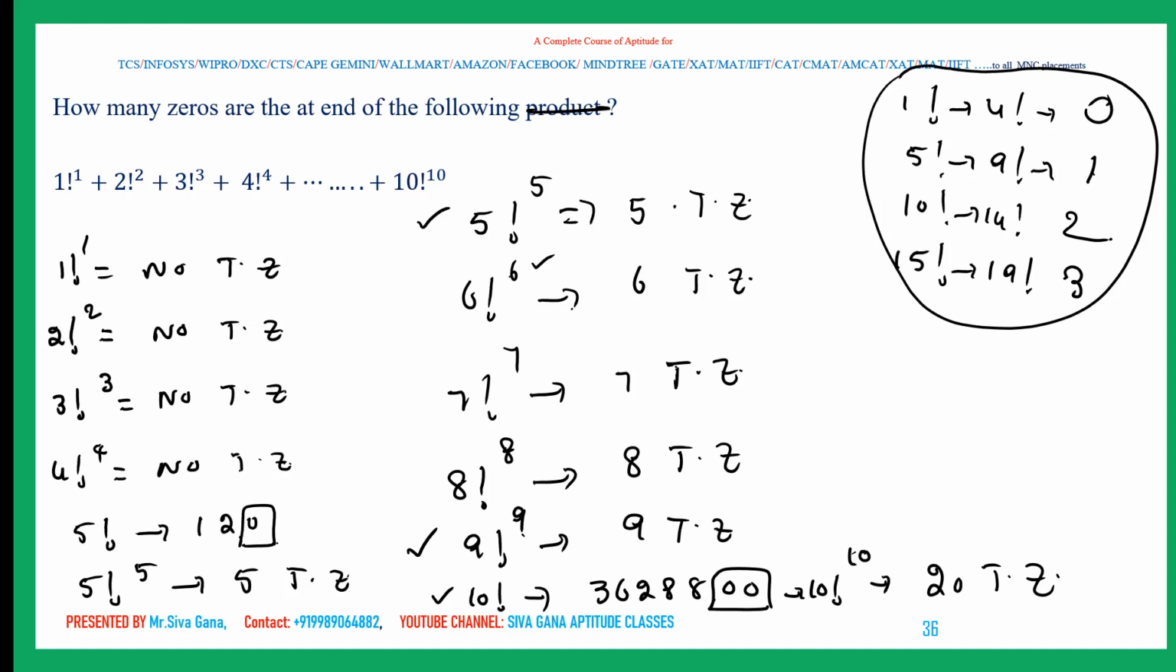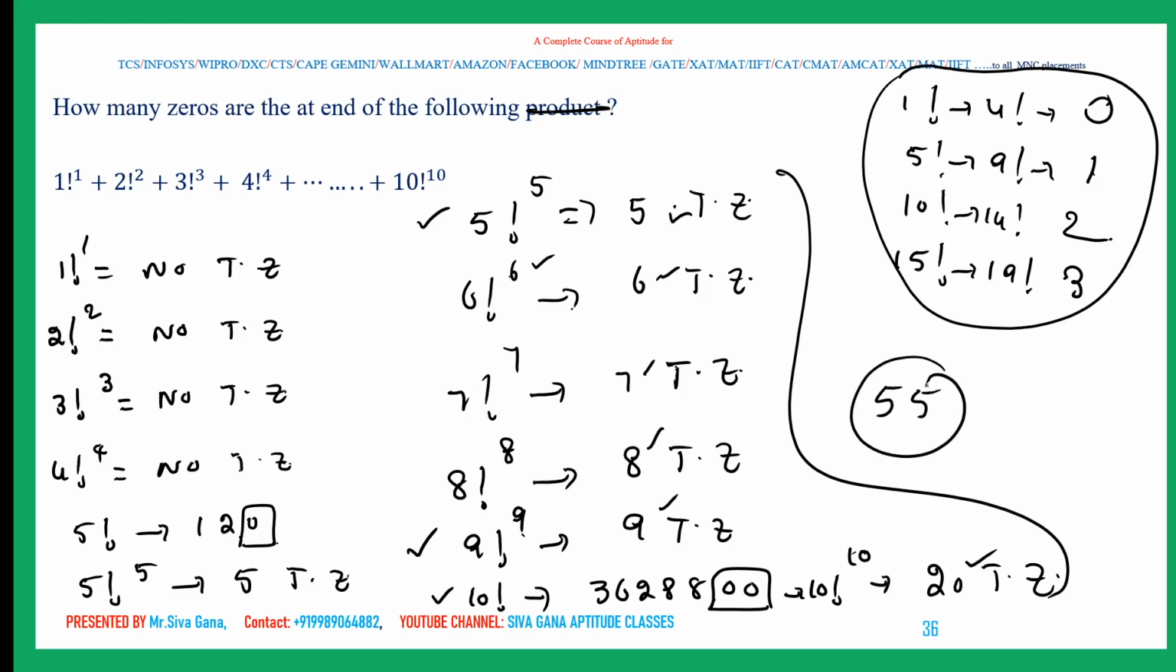Please remember this concept. Now here, total how many trailing zeros? 5 plus 6 plus 7 plus 8 plus 9 plus 20, which is nothing but 55. So for this question, the total is 55 trailing zeros.